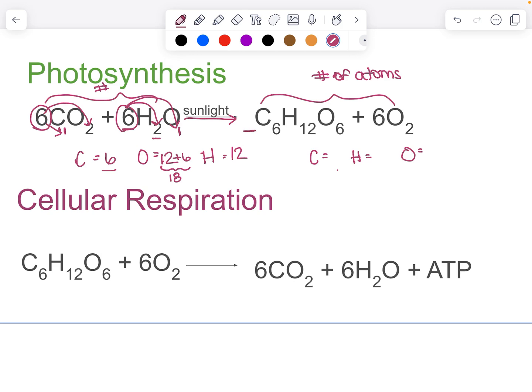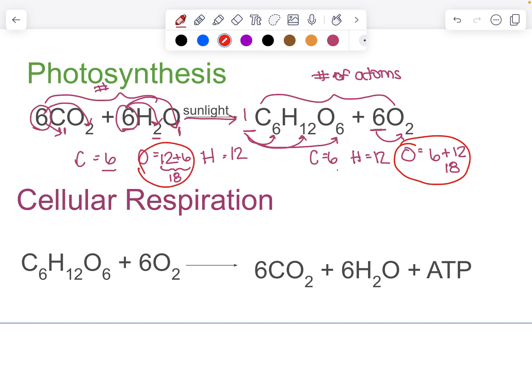Remember, since there is no number here, it's an implied 1. So 1 times 6 is going to give me 6 carbons. 1 times 12 is going to give me 12 hydrogens. 1 times 6 is going to give me 6 oxygens. Now, don't forget about this one. We have 6 times 2 for the oxygens, so that's plus 12. So once again, I have 6 carbons, 12 hydrogens, and 18 oxygens. So if you look over here, oxygens are 18, oxygens are 18. Hydrogens are 12, hydrogens are 12.